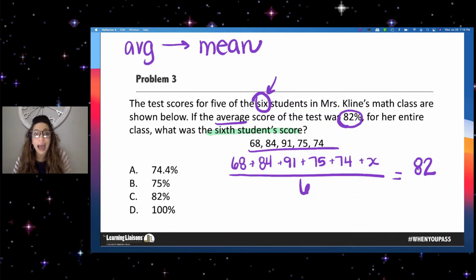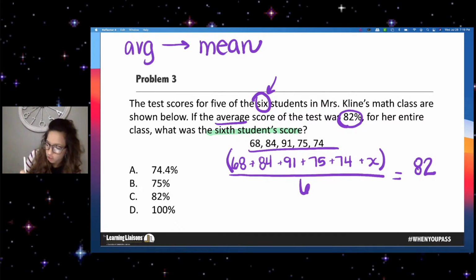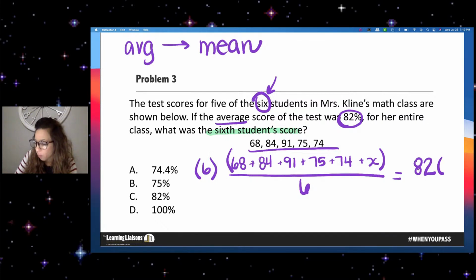Now, what are we going to do? How are we going to unlock that X from X jail? Because really, this X is trapped in numerator jail, and we have to let it out. The first thing we have to do is multiply both sides by 6. Again, if you have questions while I am going through this and you don't understand something, please comment in the comment box. Multiply both sides by 6.